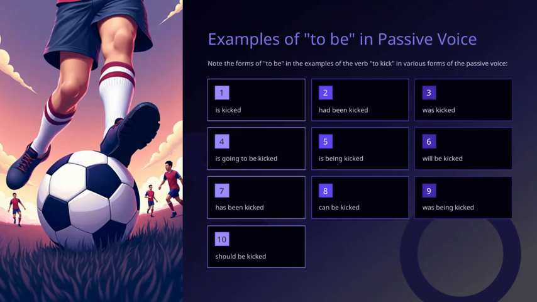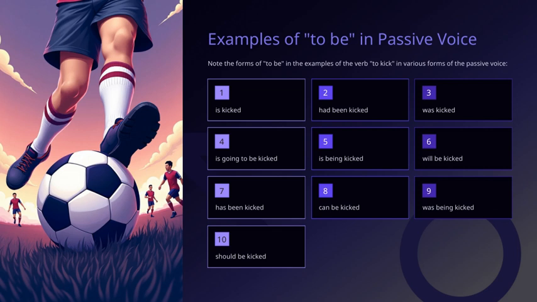Let's take a closer look at these examples of to be in the passive voice. What's interesting here is how the form of to be changes depending on the tense and the context. For instance, is kicked is in the present simple, while was kicked shows the past simple. Moving on, had been kicked is past perfect, indicating something happened before another past action. Then we have is being kicked, which is present continuous, showing an ongoing action right now. We also see future forms like will be kicked and going to be kicked, which express future intentions or plans.